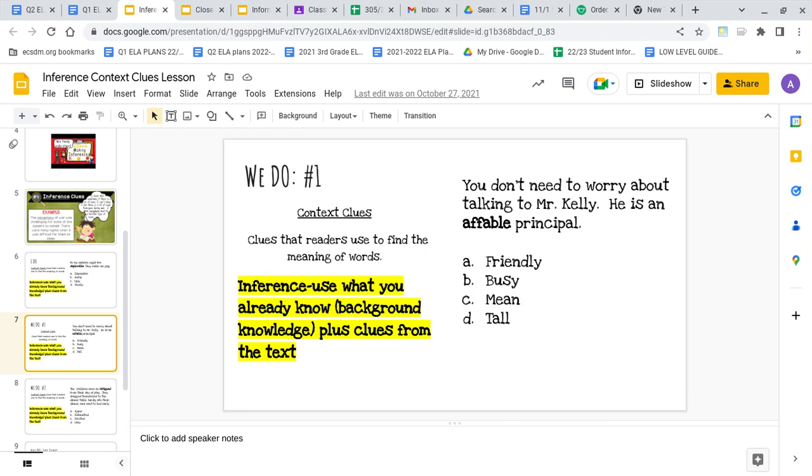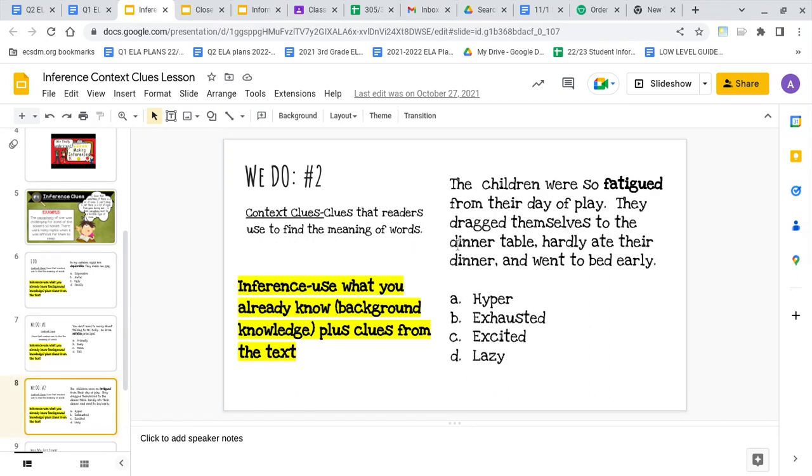I don't need to worry about it. So if I don't need to worry about talking to somebody, the word affable couldn't mean mean. It couldn't mean that they're too busy to talk to me. It must mean that they are friendly. I don't have to worry about it. He's an affable principal. Oh, he must be a friendly principal. Let's do one more together, and then you're going to practice on your own.